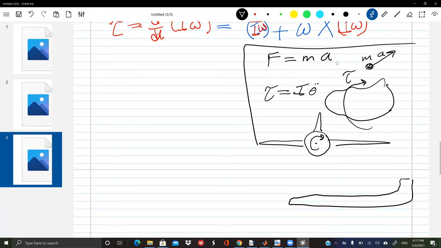Okay. So let's see questions here. Yes, theta double dot, angular acceleration. Thank you.